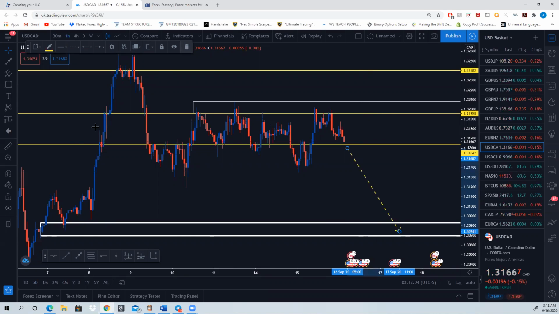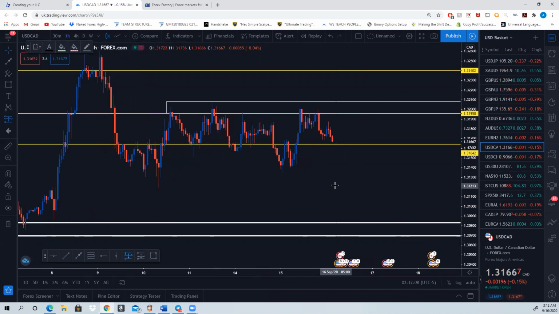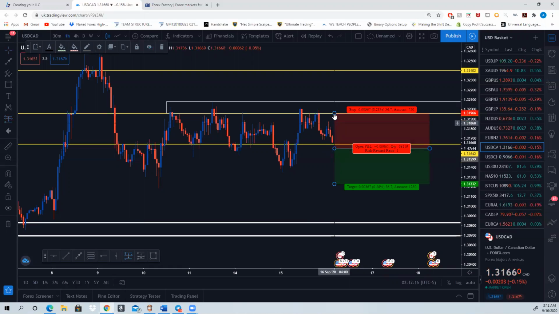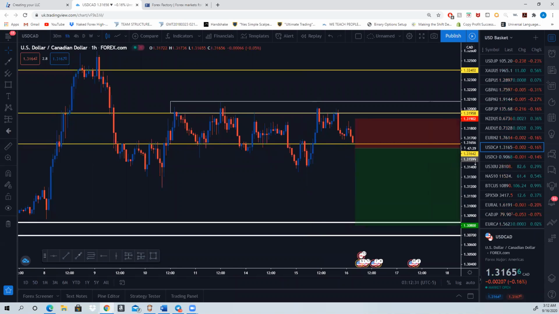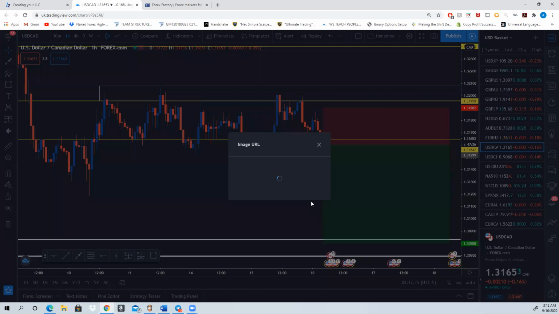Actually, we'll do this too, and then we will take a look at GBP CHF. Let's do sell stop here. 30 pip stop loss. Take profit. So we are doing sell stop at 1.31600.